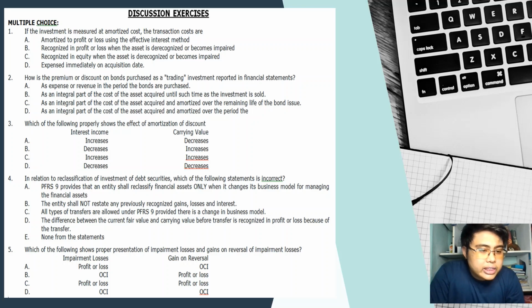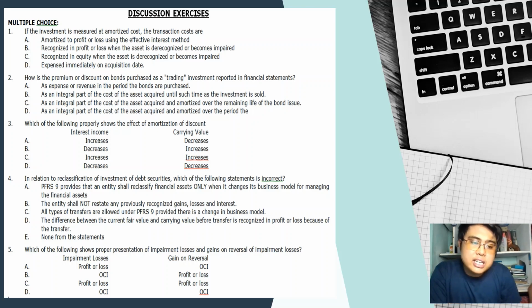Next, number 3, which of the following properly shows the effect of amortization of discount? I think this is basic. Amortization of discount affects interest income as well as carrying value or carrying amount. And actually, pinag-usapan natin nung nakaraan, it increases both the interest income and carrying value. So the answer for number 3 is letter C.